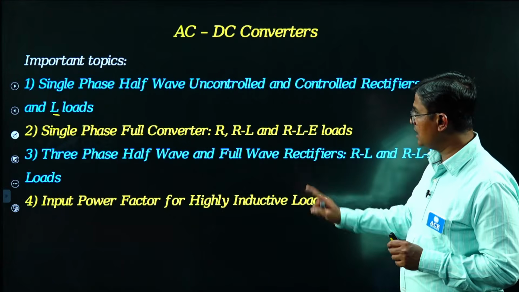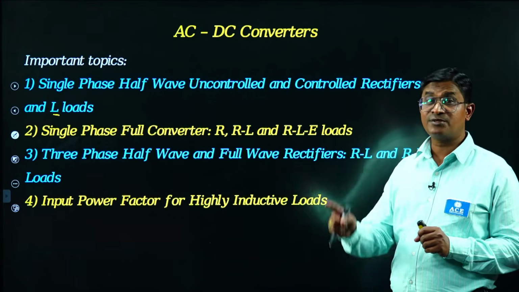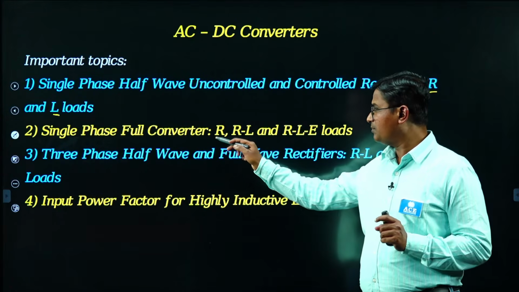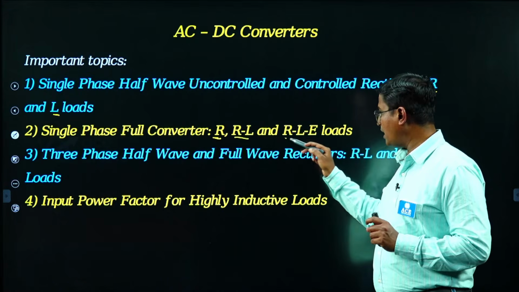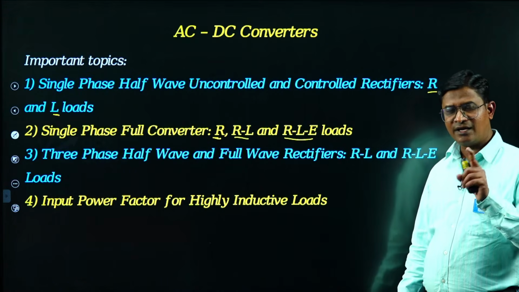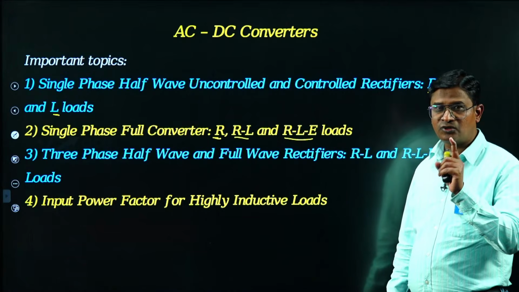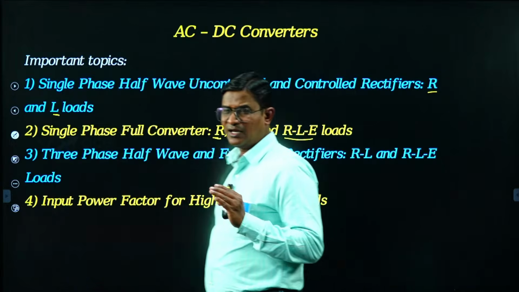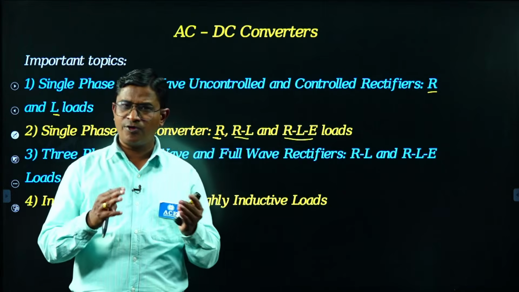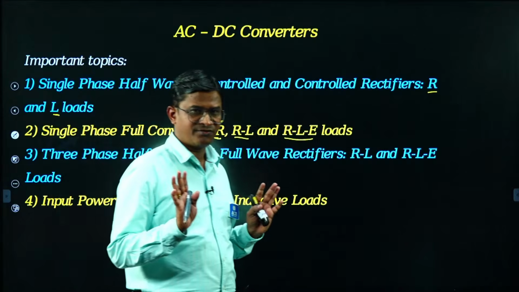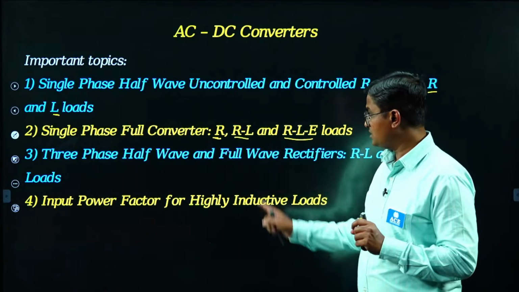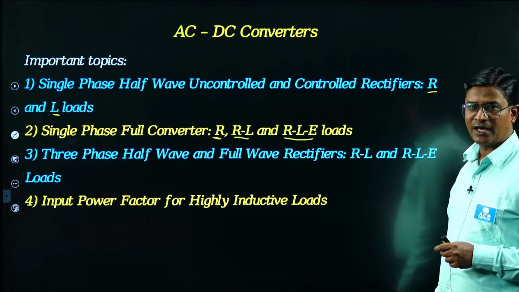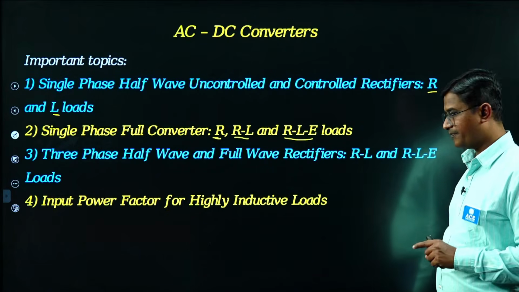Next, single phase full converter. Full converter means bridge rectifier, where 4 SCRs are used. The important loads are R load, RL load and RLE load. But for RL and RLE, only highly inductive load is considered, right? If you check the operation of the circuit for RL as well as for RLE, the operation waveforms are the same, only one expression is different, that is I0 average, alright?